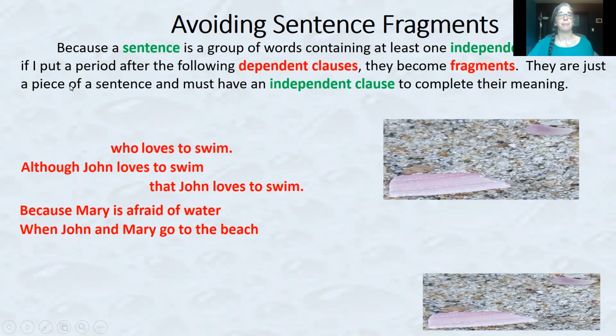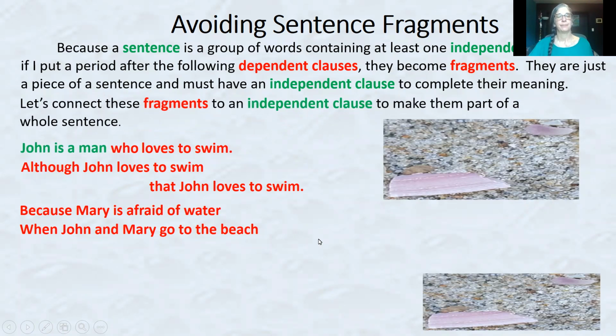But if I put a period after these following dependent clauses, they automatically become fragments. Why? Because every sentence has to have at least one independent clause. So these groups of words are just pieces of sentence, and they have to be connected to an independent clause to complete their meaning. So let's take a look at that.